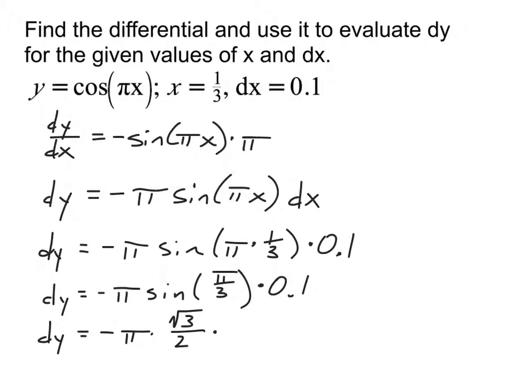I got a fraction there, so I want to treat this as a fraction. So I'm going to call that 0.1 1/10. And so then I can just write my answer: negative pi root 3 over 20 in exact form. Or you can go ahead and multiply it through and get it as a decimal as well.